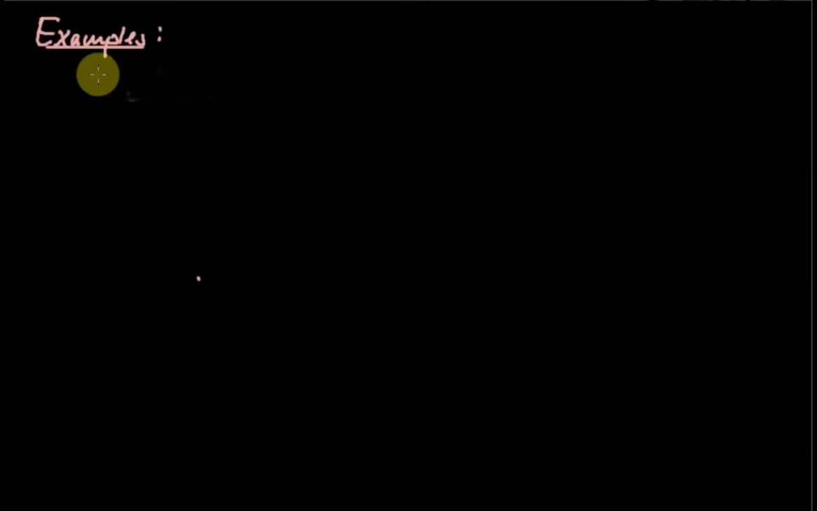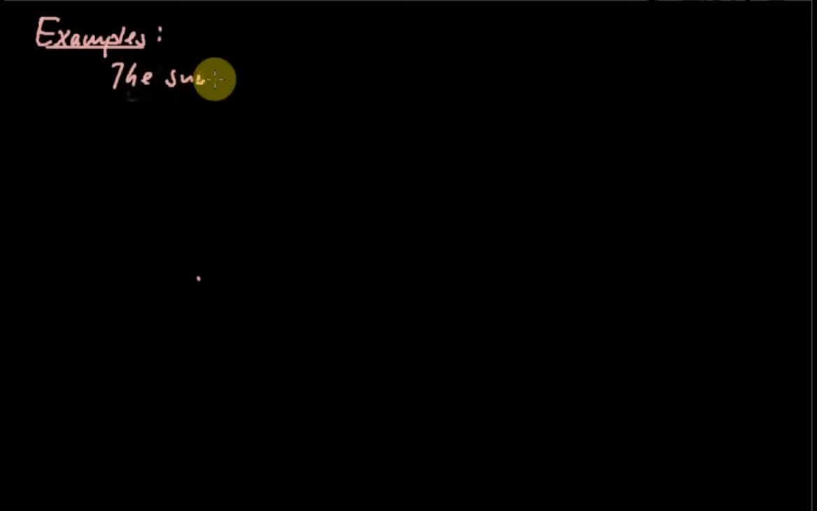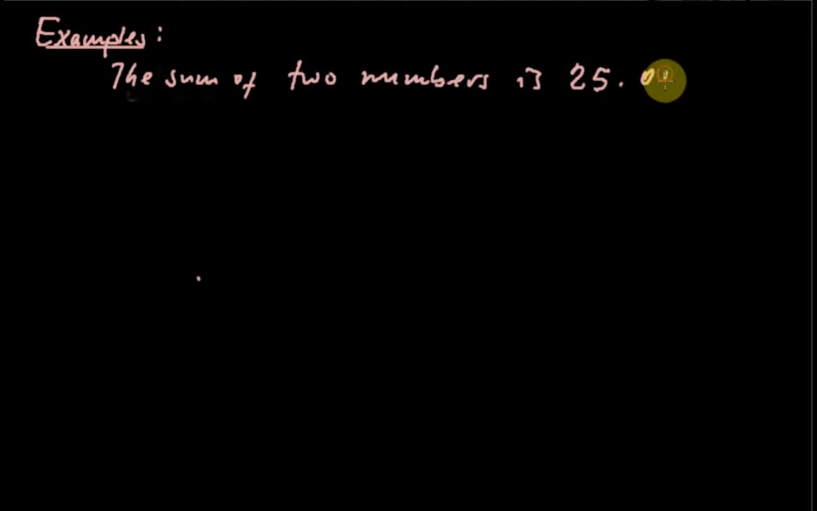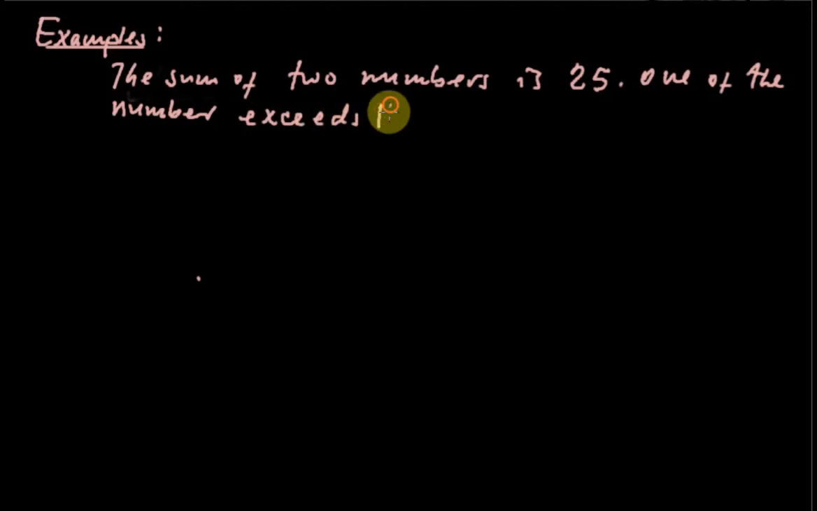The question says the sum of 2 numbers is 25. One of the numbers exceeds the other by 9. Find the numbers.